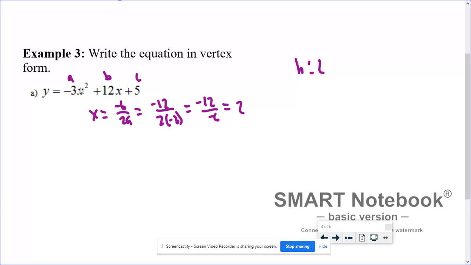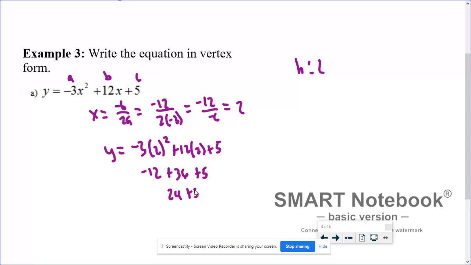I'm going to now substitute 2 in for x and solve for y. So negative 3 times 2 squared plus 12 times 2 plus 5. 2 squared is 4 times negative 3 is negative 12. 12 times 2 is 24, and then plus 5. Negative 12 plus 24 is 12, plus 5 is 17. So now I know my k value is 29.